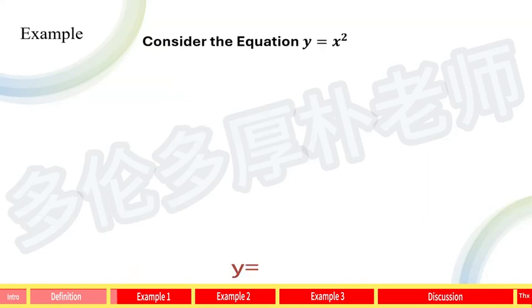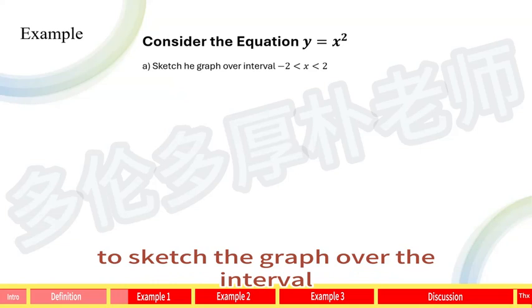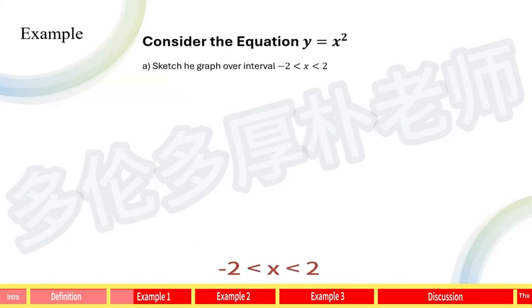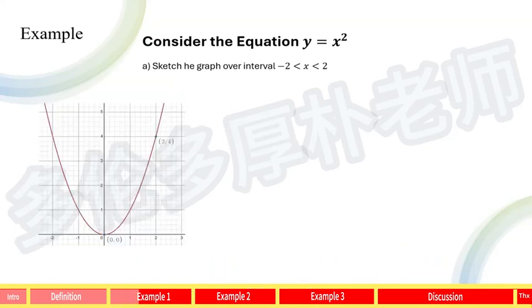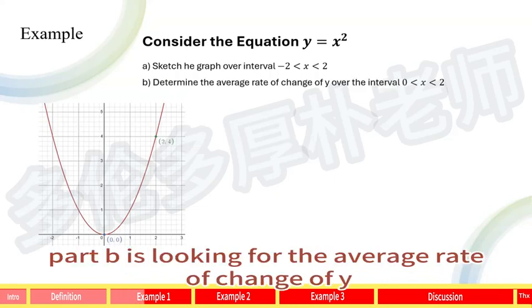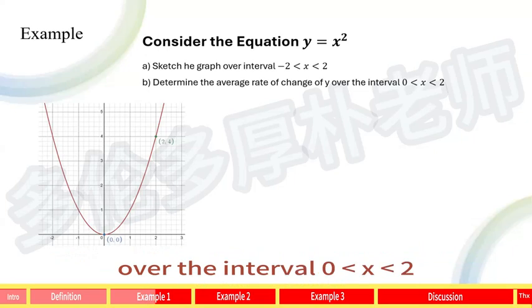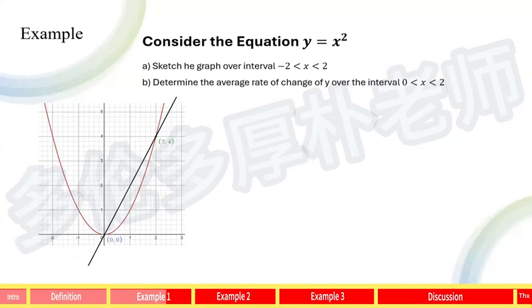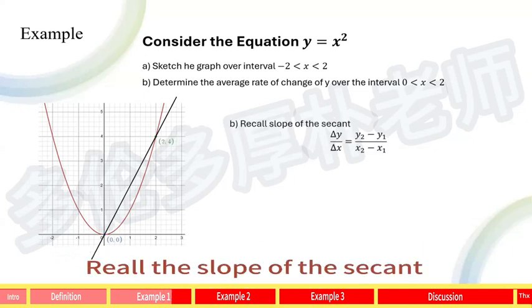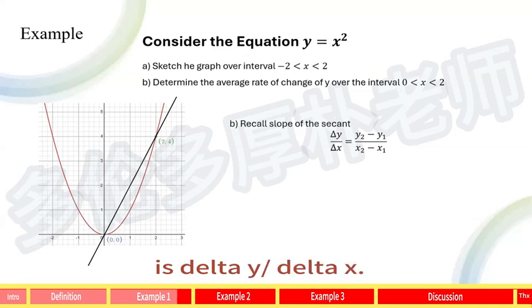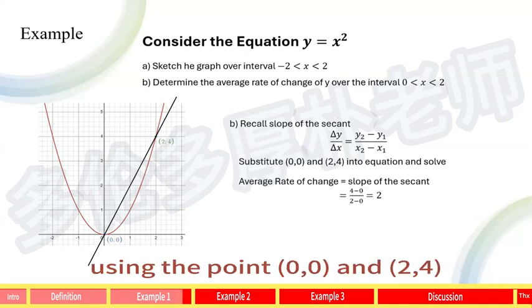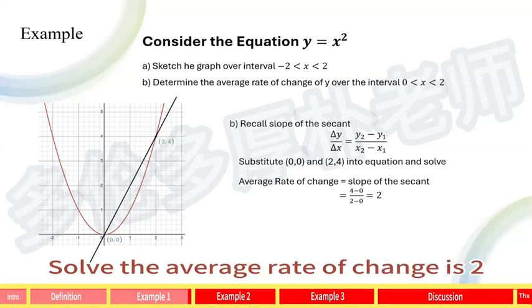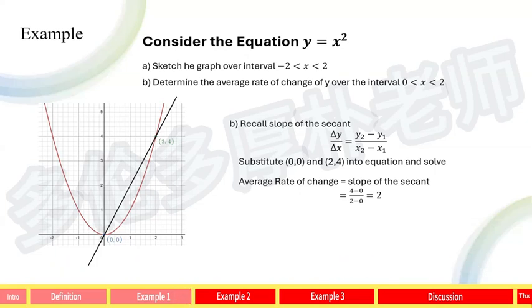Consider the equation y equals x squared. Part A asks to sketch the graph over the interval from -2 to 2. So here is the graph. Part B is looking for the average rate of change of y over the interval from 0 to 2. So here is the secant over the interval 0 to 2. Recall that the slope of the secant is delta y over delta x. Using the points (0, 0) and (2, 4), we solve for the average rate of change, which is 2.